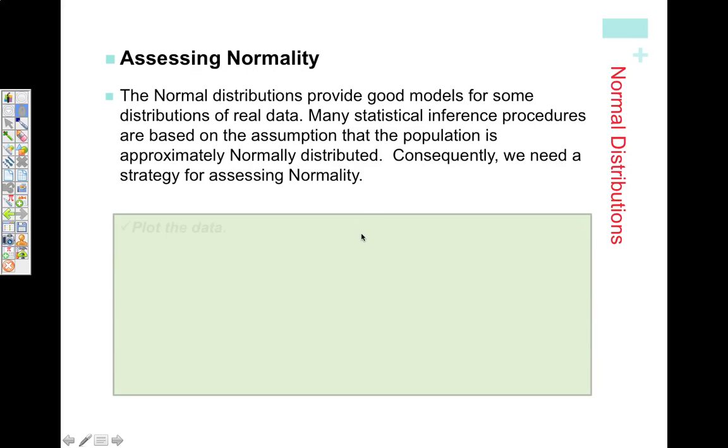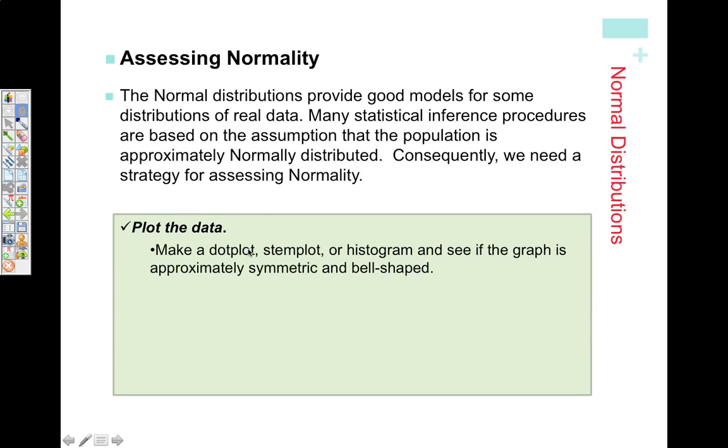So here's our strategy. First off, plot the data. Look at it. Make a dot plot, a stem plot, a histogram. See if it is approximately symmetric and bell-shaped. If it's clearly not going to be symmetric, if it looks like a staircase, going up to the top and then stopping, it's not going to be normal. So this should be where we start. We can rule out a lot of data sets just by looking at a visual depiction of that data.